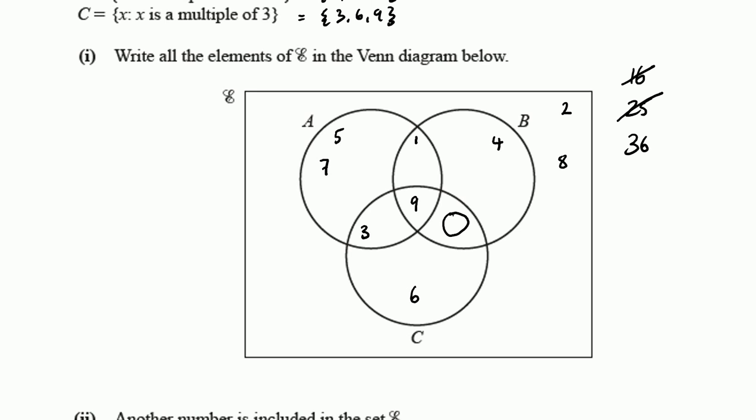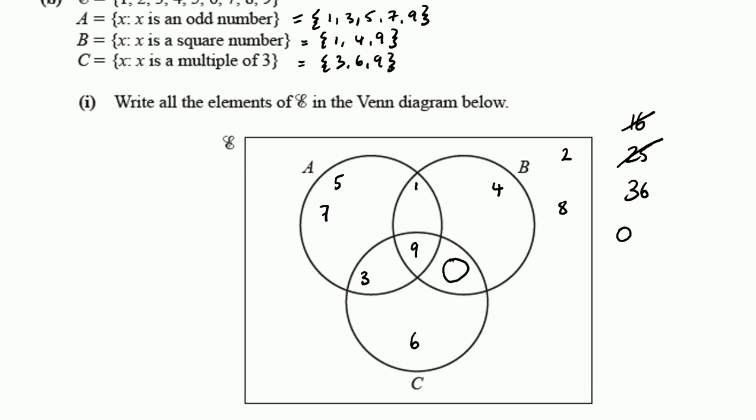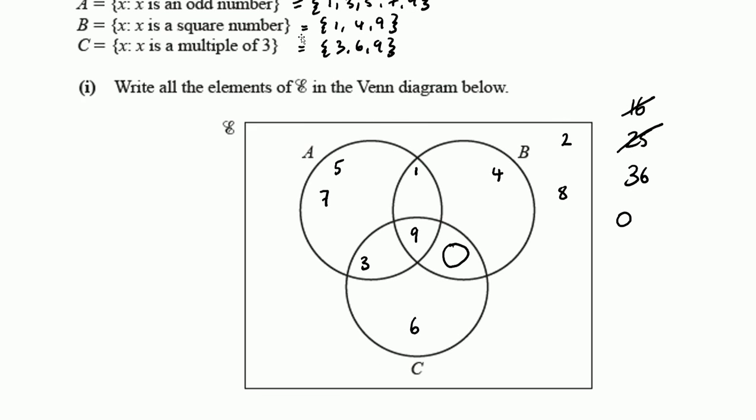Incidentally, 0 would also work. 0 is a multiple of 3. It's 3 times 0. 0 is also a square number. 0 squared is 0. But it's not an odd number. Technically, it's an even number. So you could use 0 as well.